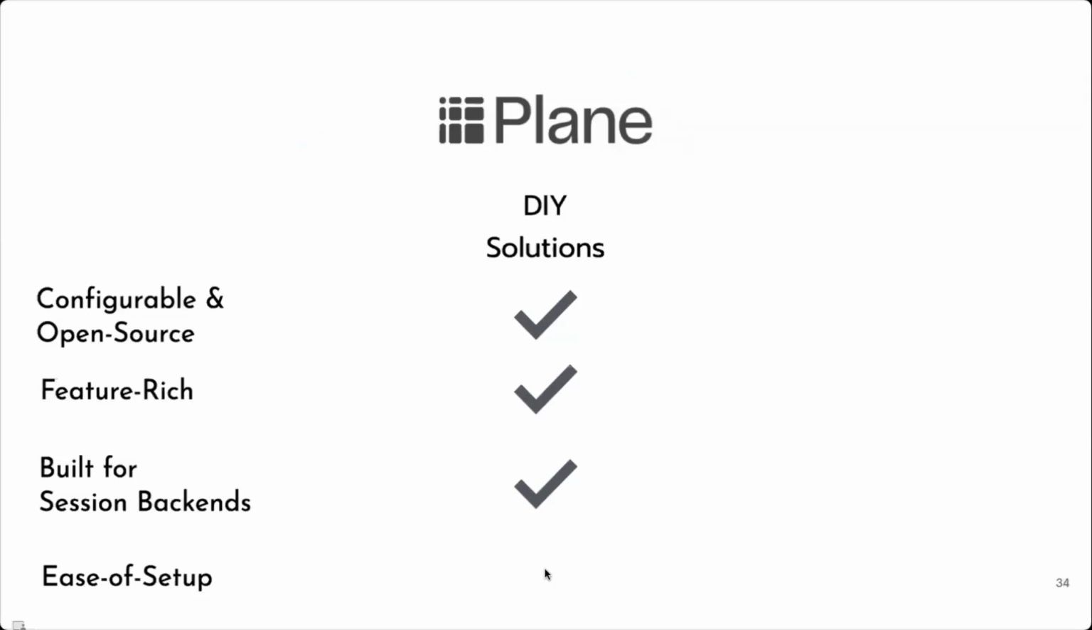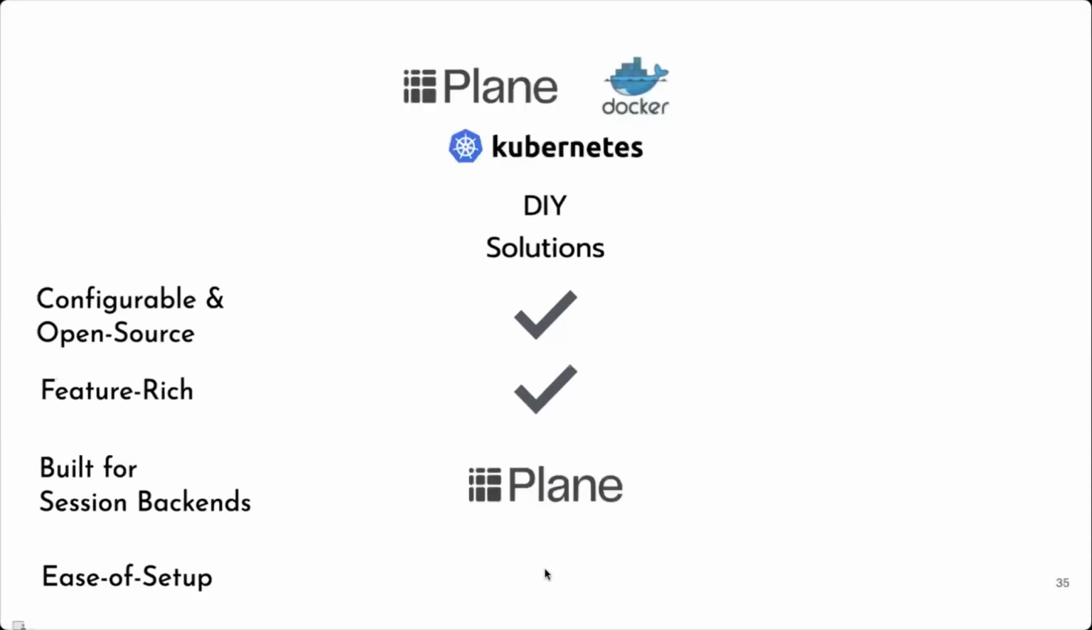Another DIY solution is called Plane, the custom-built session backend orchestrator behind the commercial solution JamSocket. Plane is open source and configurable and provides various features specific to session backends. As with Kubernetes and Docker, Plane comes with a learning curve, including the configuration of a NAT server and DNS, and therefore lacks ease of setup.